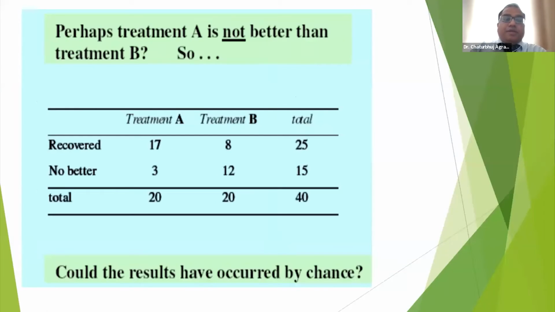So if treatment A is not better than treatment B, then the results could have occurred by chance, and then we have to apply our statistical analysis to look at whether this result is by chance or it is really a statistically significant result.